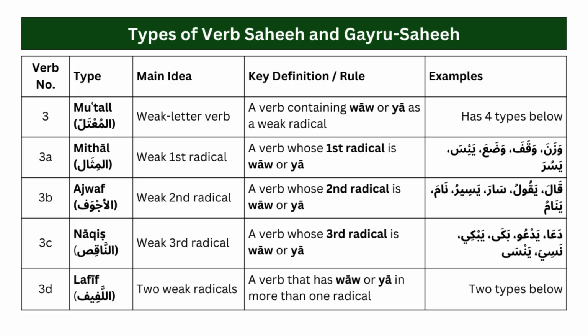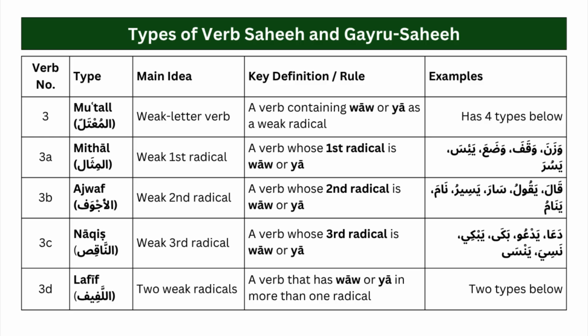The second subtype is ajwaf. This is when the weak letter comes as the second radical, meaning the weak letter is in the middle. Examples include qala, sara, and nama. The important idea here is weak in the middle. The third subtype is naqis. This is when the weak letter comes as the third radical, so the weakness is at the end. Examples include da'a, baka, and nasiya type patterns, so the student should remember weak at the end.